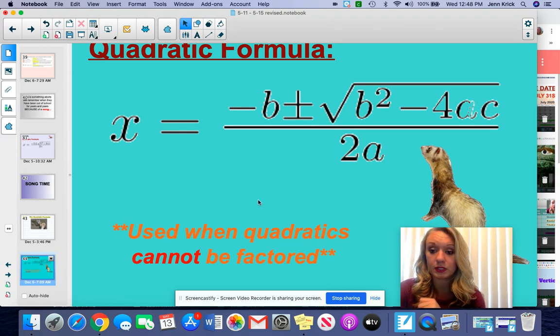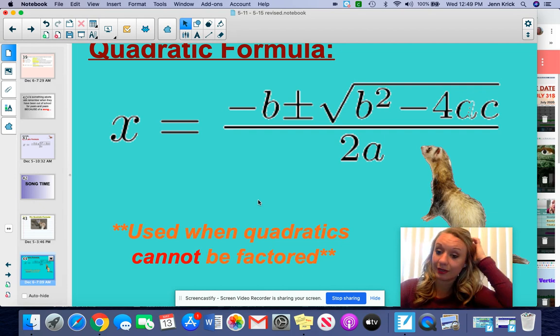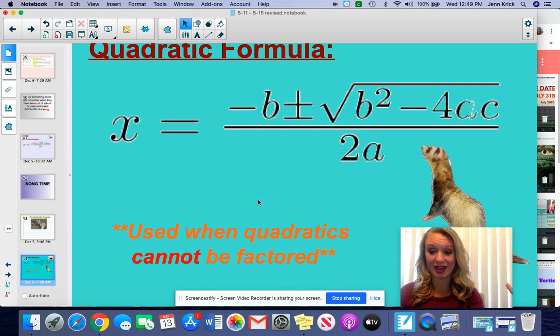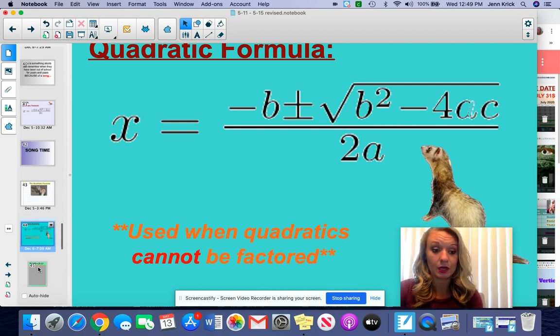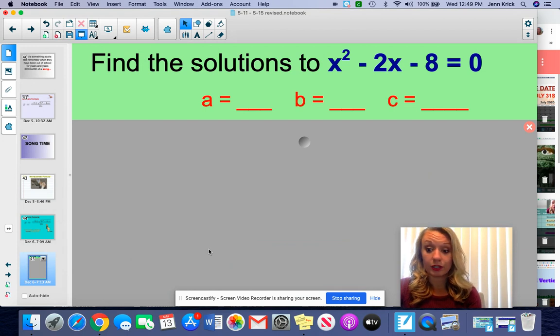Okay, we use this method when quadratics cannot be factored. So if you see like x squared minus 5x plus 3 and you know that you cannot factor that, you're going to go ahead and use the quadratic formula. Okay, that's the whole point of it. So here we go. I'm going to walk you through how to do it. There are a little bit of nuances that you might not pick up on, so let's get going.